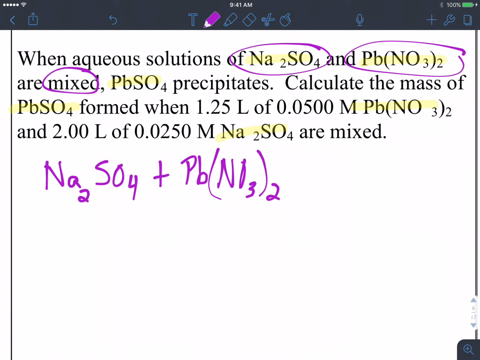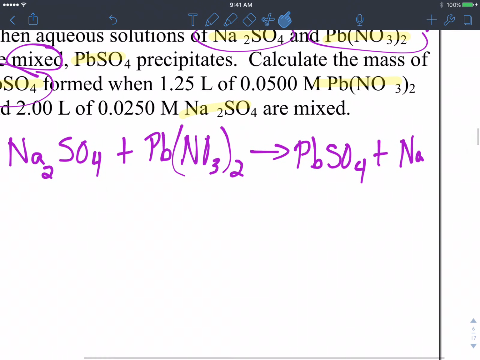And they want us to calculate the mass of PbSO4 that's formed. So we know that PbSO4 is one of the products. You should then try and figure out what the other product would be. Hopefully, you come to the idea that the Na and the NO3 are still floating around in there, so you get NaNO3. You need to balance the equation, so you need to put a 2 up front, and everybody's happy.